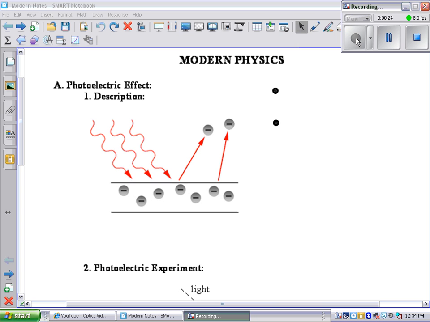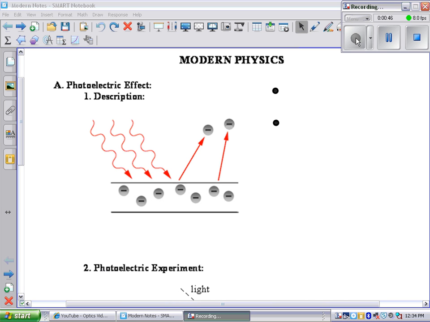But right around 1900, they started observing things that Newton's laws could not explain, and our ideas of waves could not explain, and they had to come up with some new ideas. And it turned out that a lot of what they were seeing was very strange and hard to explain. And the only way to explain it was to come up with quantum mechanics. So modern physics is the beginning of quantum mechanics, and that's what we're going to be learning about.